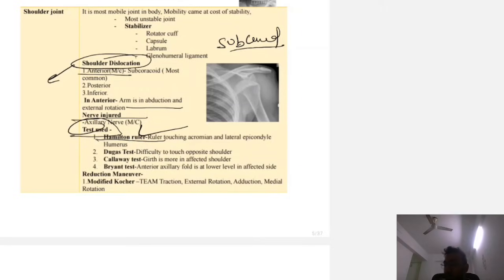Okay, Dugas test. Because the shoulder is dislocated, you cannot touch the opposite shoulder. So there is difficulty in touching the opposite shoulder. Calvé test. Girth is more on the affected side. So Calvé girth is more.